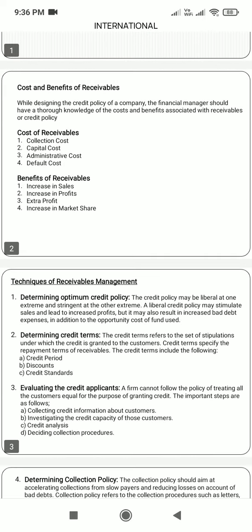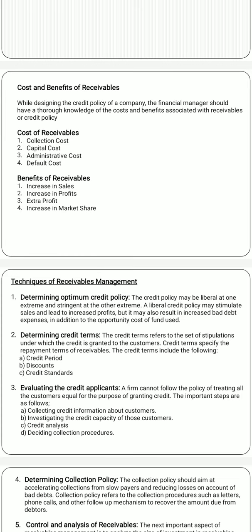Then techniques of receivables management. First one is determining optimum credit policy. A liberal credit policy may stimulate sales and lead to increased profit, so the credit policy may be liberal at one extreme and stringent at the other extreme. Determining credit terms. The credit terms refer to the set of stipulations under which the credit is granted to the customers. Credit terms specify the repayment terms of receivables. So the important terms include the following: credit period, discounts, and credit standards.